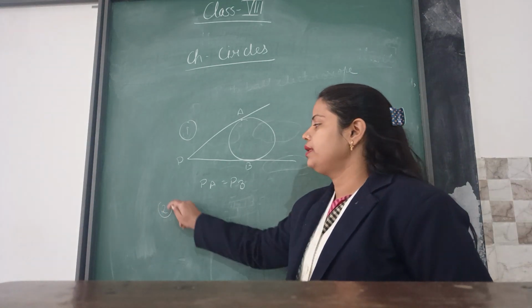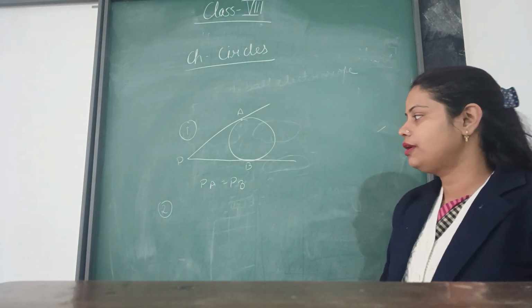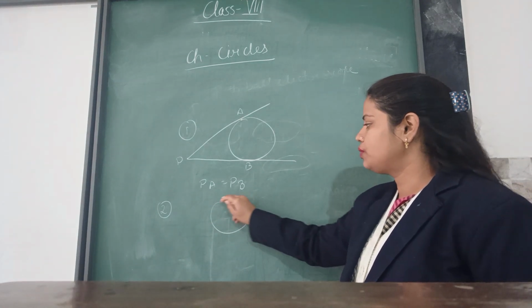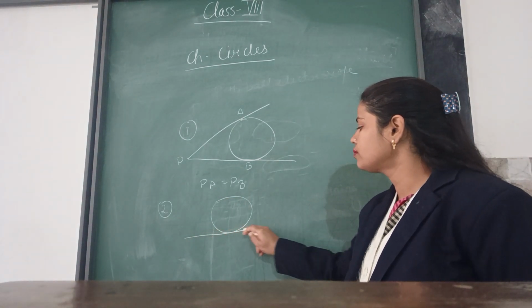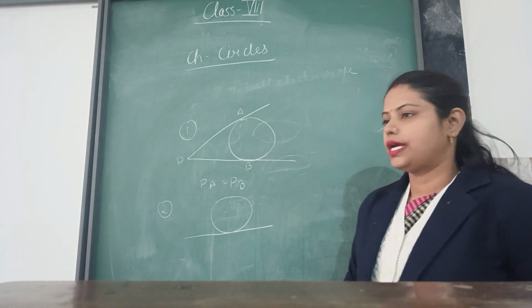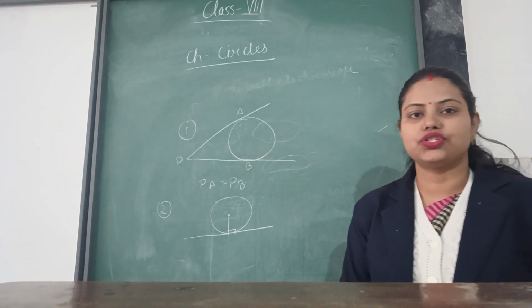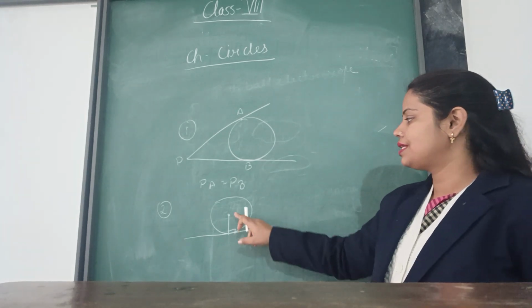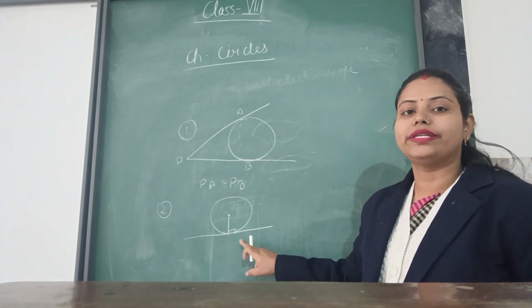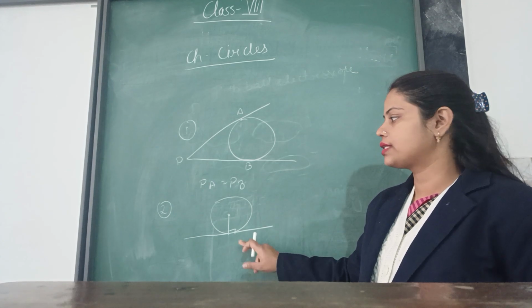The second property related to circles is that when we are drawing a tangent to the circle, at the point of contact, the radius is perpendicular to the tangent. So this property states that a radius is perpendicular to the tangent at the point of contact.